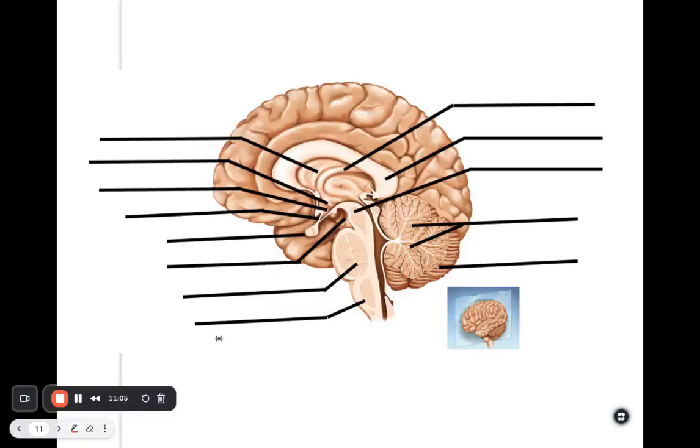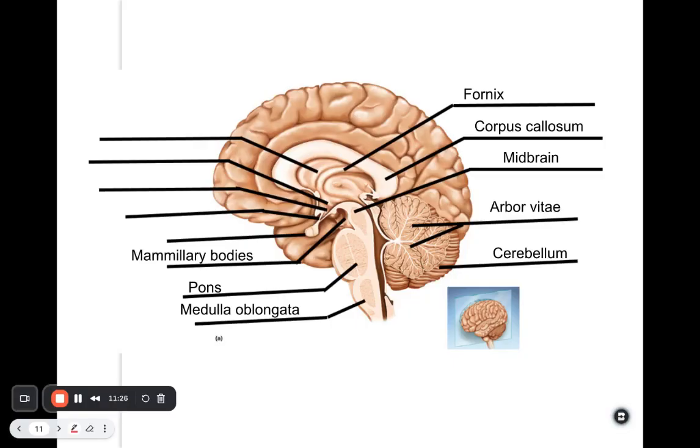This is the picture that you're looking at to label. The fornix, the corpus callosum, that's where the brain connects. The midbrain, arbor vitae, that tree of life. Cerebellum, that controls your balance and coordination. Medulla oblongata, pons, the mammillary bodies, pituitary gland, the master gland, infundibulum, that's the little connection, the thalamus, and then below it, hypothalamus, and then the division between those two little chambers, septum pellucidum.